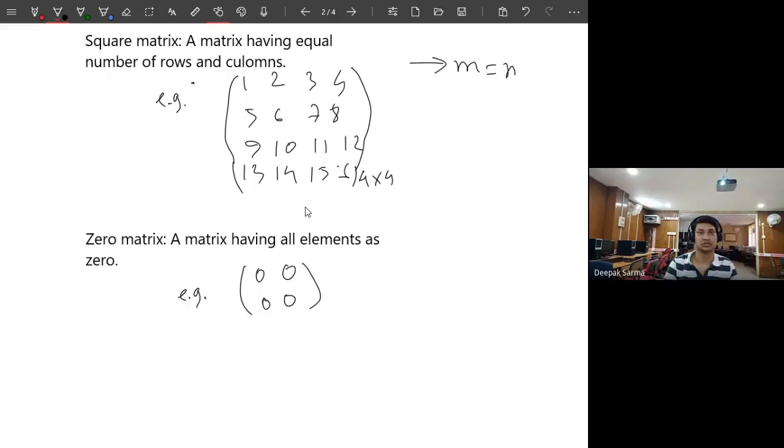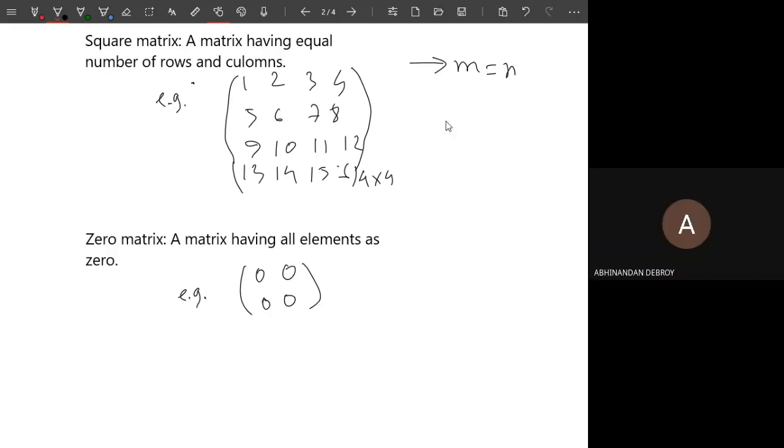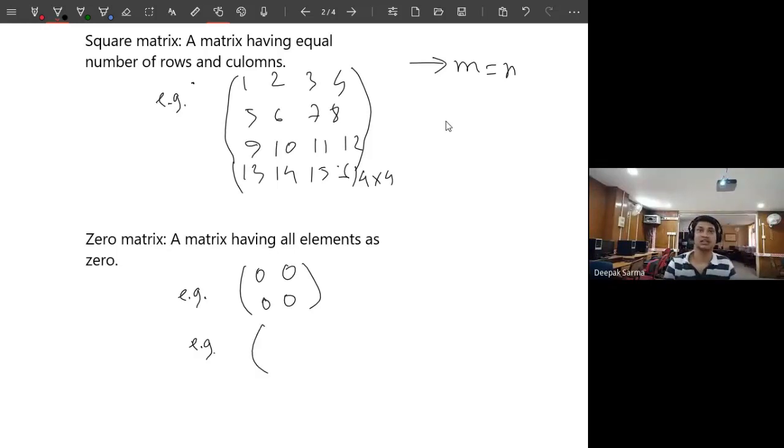Now my question is: must a zero matrix necessarily be a square matrix? No, sir. Because the definition says it is a matrix having all elements 0. So 0, 0, 0, suppose 0, 0, 0. This one is also a zero matrix. So a square matrix need not be a zero matrix, or a zero matrix need not be a square matrix.